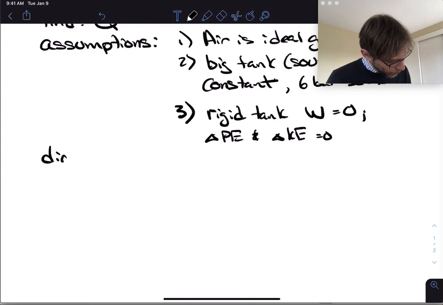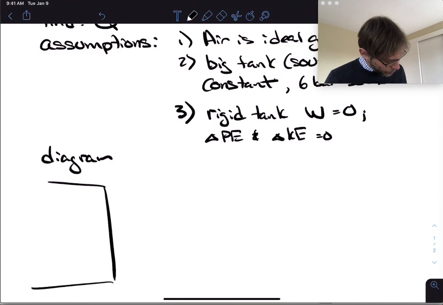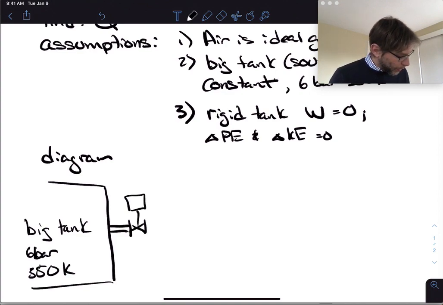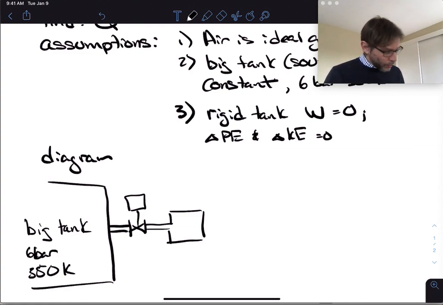Now I have to have a diagram. So we're just going to assume this is a really big tank at 6 bar, 350 K. There's a line here and a valve. Remember, I have this valve for my balloon. You turn the valve on, and then you go into the little tank. Now we have to make sure, when we're filling the little tank, this is just like filling the balloon. We have to set our control volume.